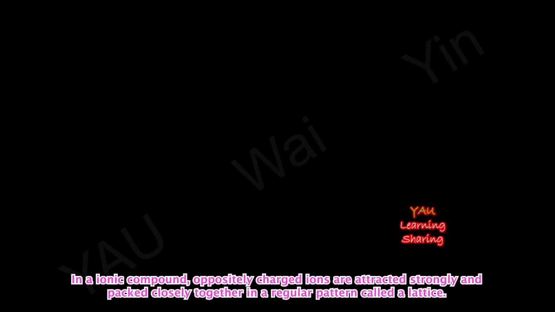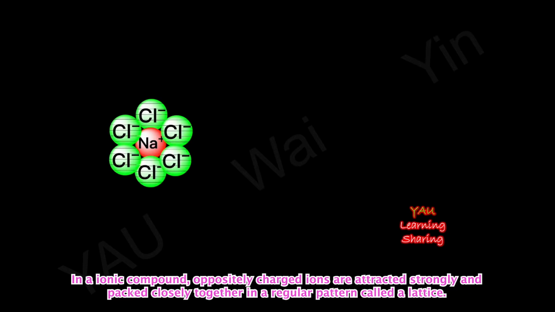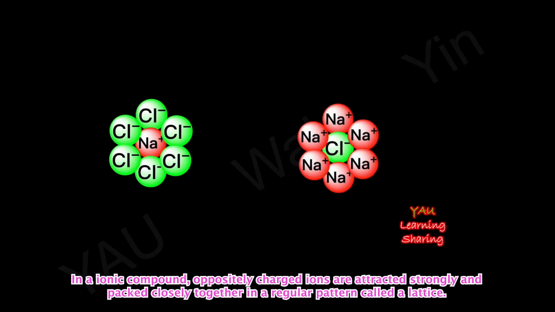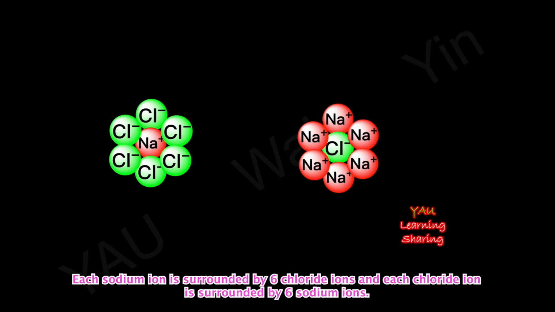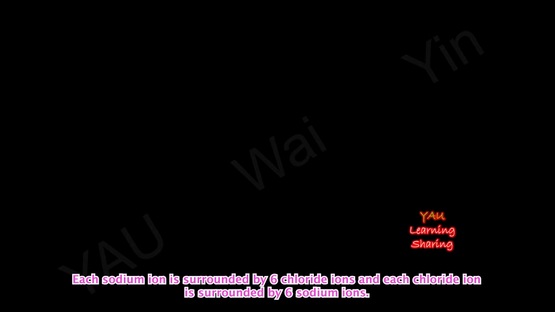In an ionic compound, oppositely charged ions are attracted strongly and packed closely together in a regular pattern called a lattice. For example, sodium chloride consists of sodium ions and chloride ions. Each sodium ion is surrounded by 6 chloride ions, and each chloride ion is surrounded by 6 sodium ions.